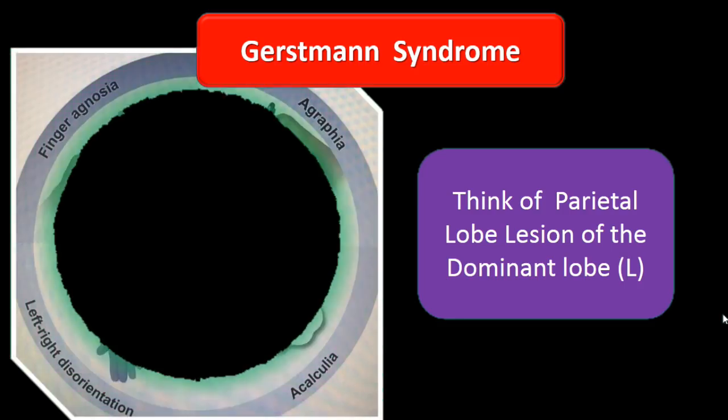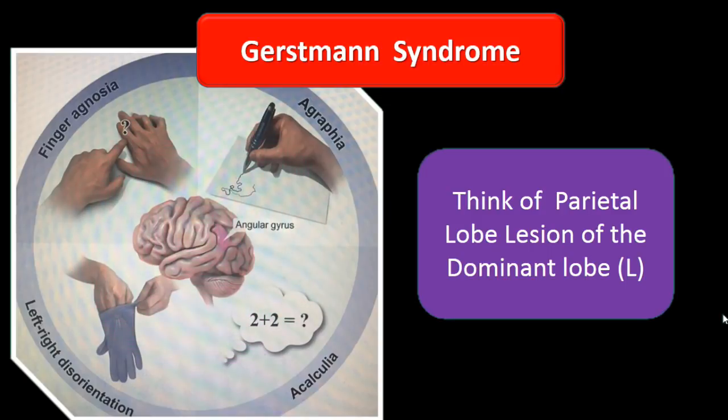Okay. Now, what is Gerstmann syndrome? Well, there you are. If you have presence of 4 of these, finger agnosia, agraphia, left-right disorientation, acalculia, then think of a lesion involving the parietal lobe, again of the dominant lobe, which is usually the left. Take note, the angular gyrus, or the deep superior temporal, the angular gyrus there, can produce a Gerstmann syndrome. So, if you get this, think it's on the left, the dominant lobe.